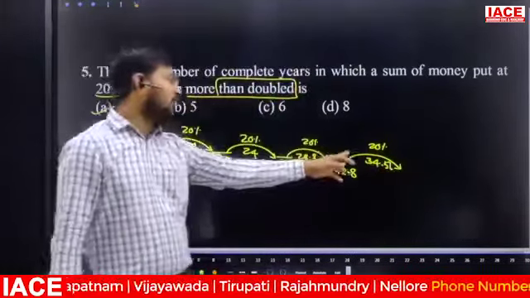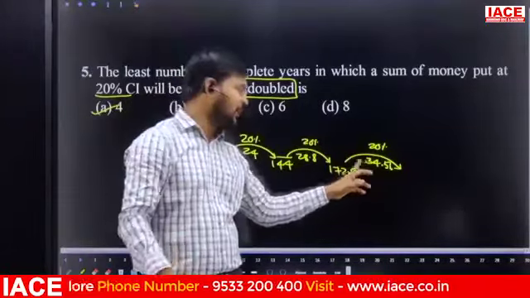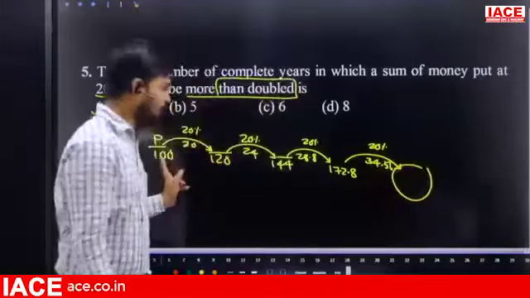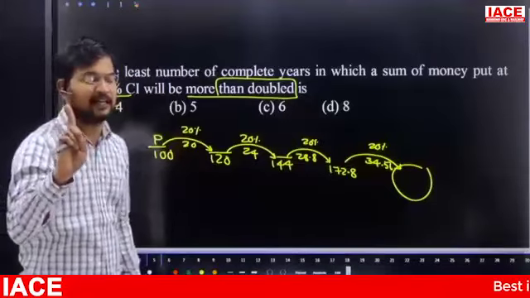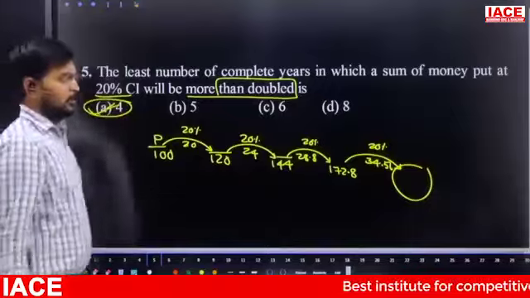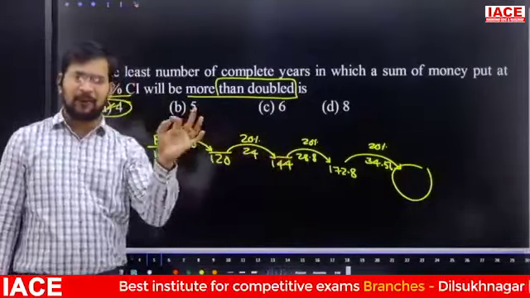If I add 34 to 172, definitely it will cross 200. All of you clear? So it will cross 200, and 100 definitely becomes more than double. After how many years? 4 years. So minimum it will take exactly 4 years. So in the exam, no need to write like this. In the exam, we are going to attack directly.